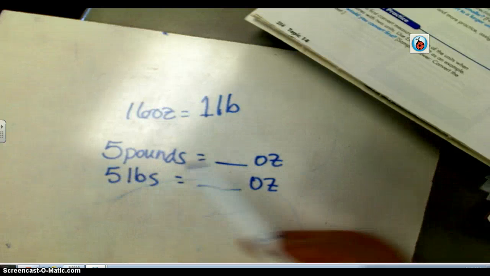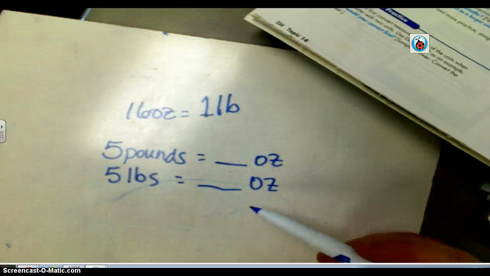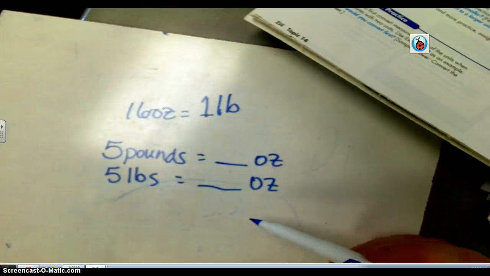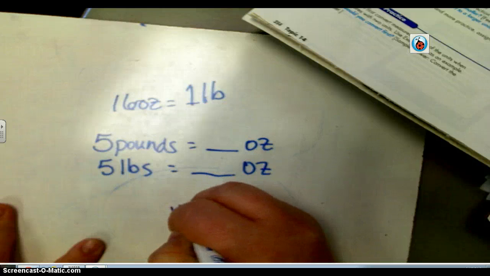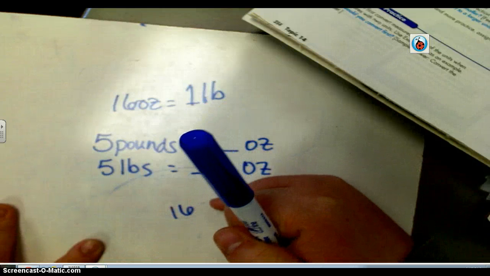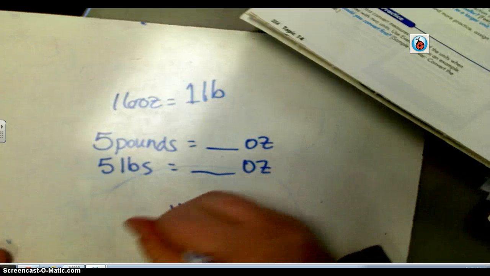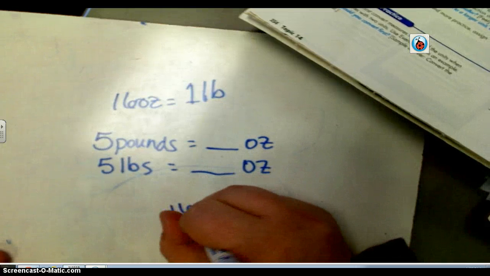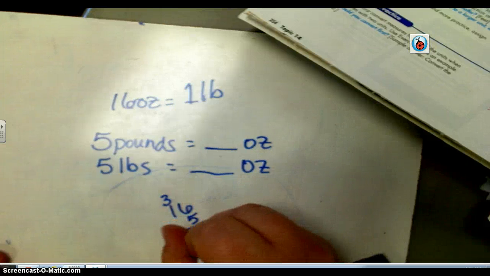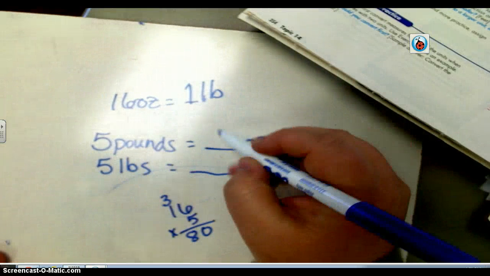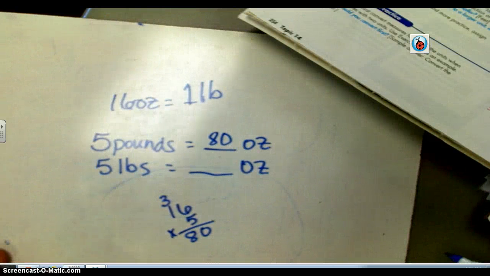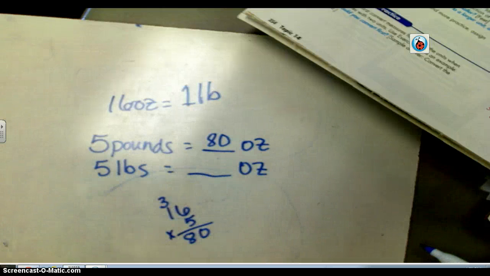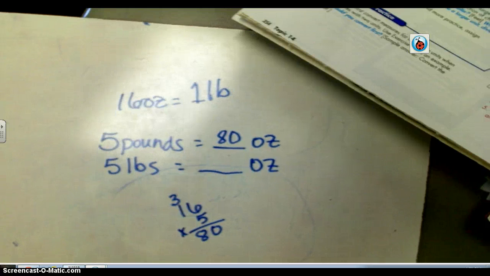Okay, 16 ounces equals 1 pound. I have 5 pounds and I want to know how many ounces that is. How do I solve that conversion? How do I convert that, Carson? I would take 16, which is how many's in 1, and I have 5 of them, so I'm going to multiply it by 5. Okay, so 5 pounds is the same thing as 80 ounces. Okay, we did a little bit of this with the first one whenever we were talking about volume, so this should not be a big change for us.